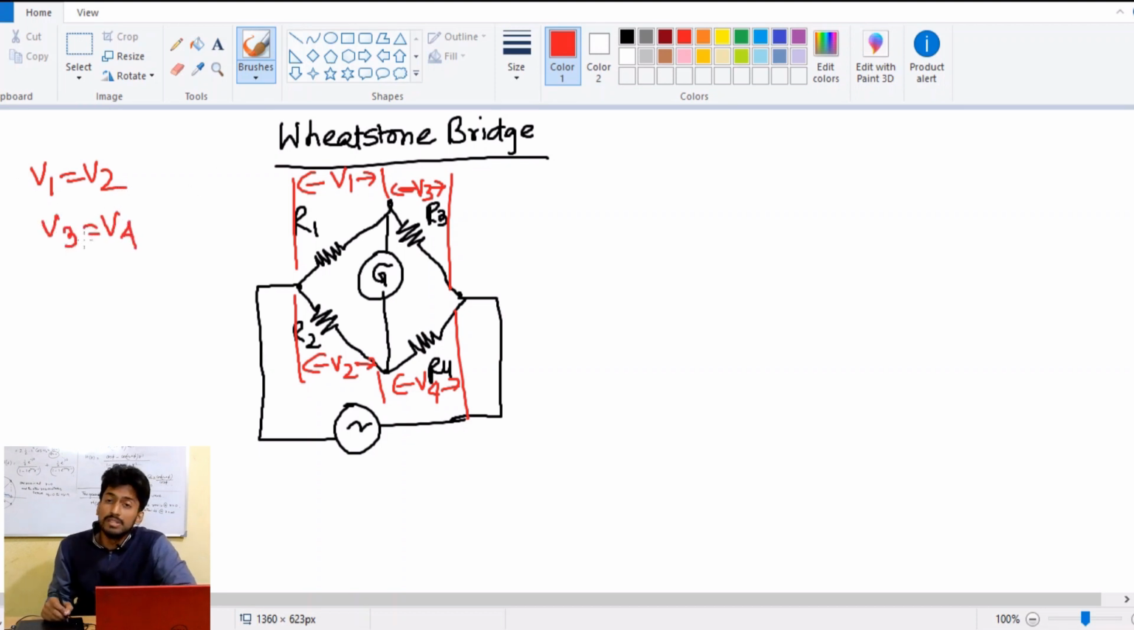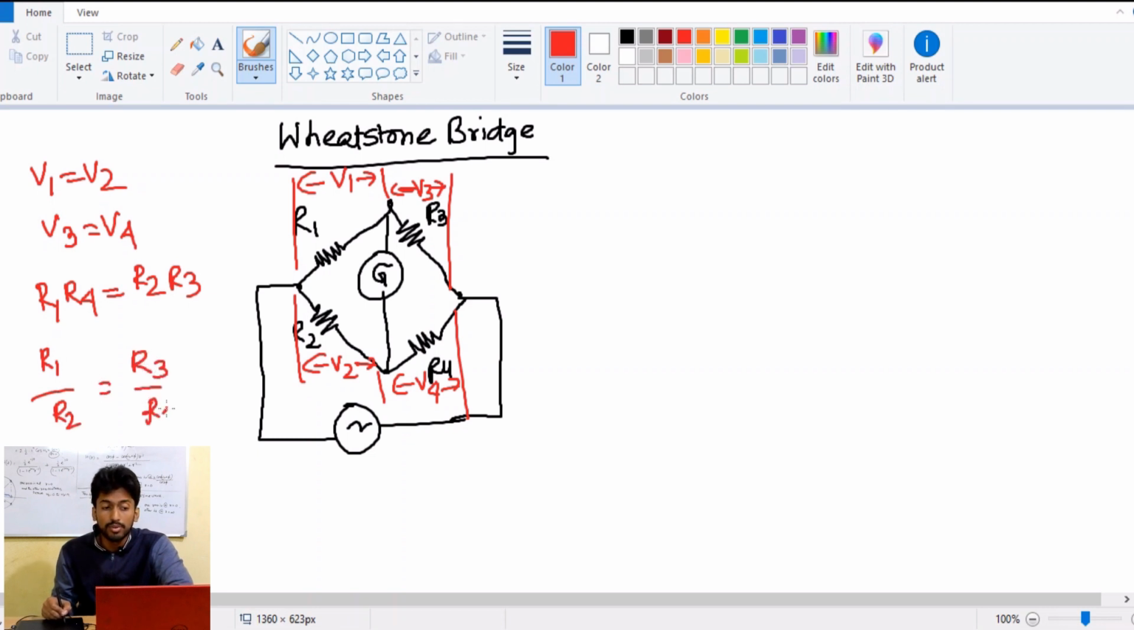By applying this principle, what we get is that the product of opposite corner resistances, the arm resistances, should be the same. Or we can say that the ratio of the similar limb resistances has to be the same. That is R1 by R2 is equal to R3 by R4. If this is satisfied, the bridge is in a balanced condition and the current through the middle branch, the galvanometer, will not flow, meaning Ig will be equal to 0.